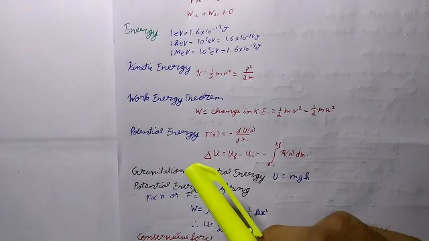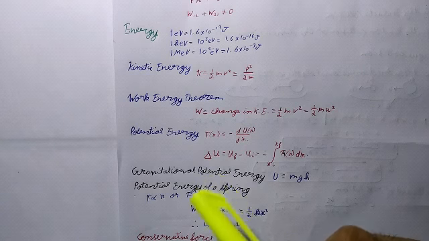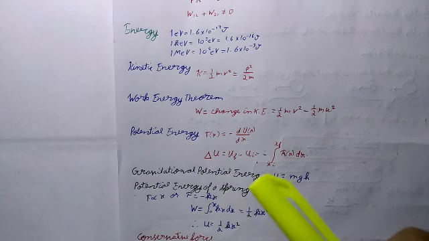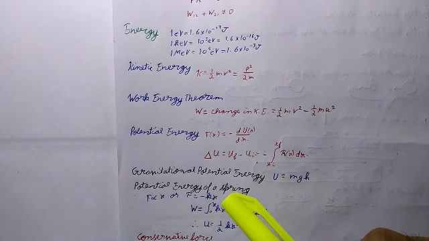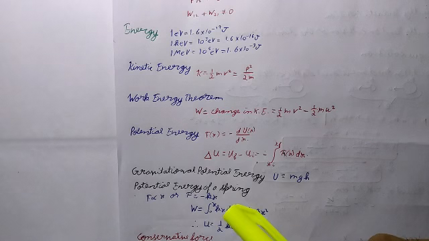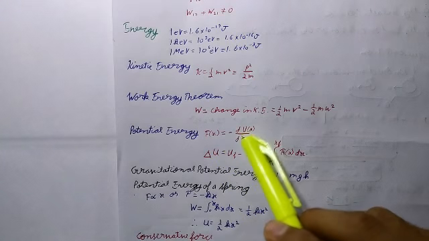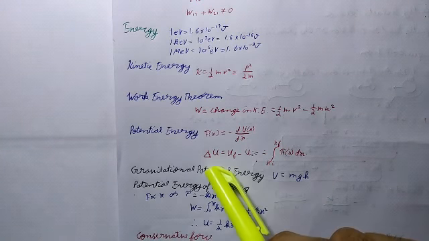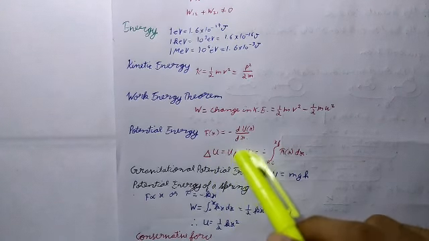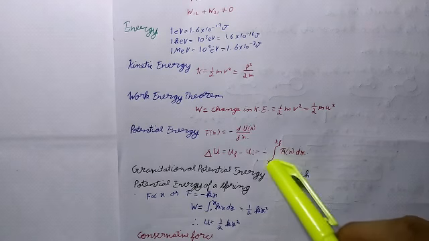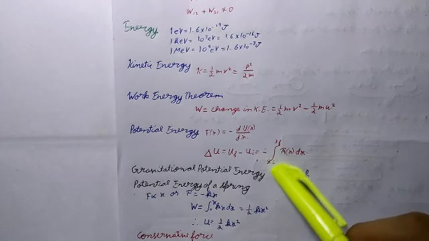It is the energy possessed by a body by virtue of its position in a field or configuration, shape or size. For a conservative force in one dimension, the potential energy function U(x) may be defined as F(x) is equal to minus dU(x) upon dx, and delta U will be equal to Uf minus Ui, which will be equal to negative integration of F(x) dx, and the limit is xi to xf.